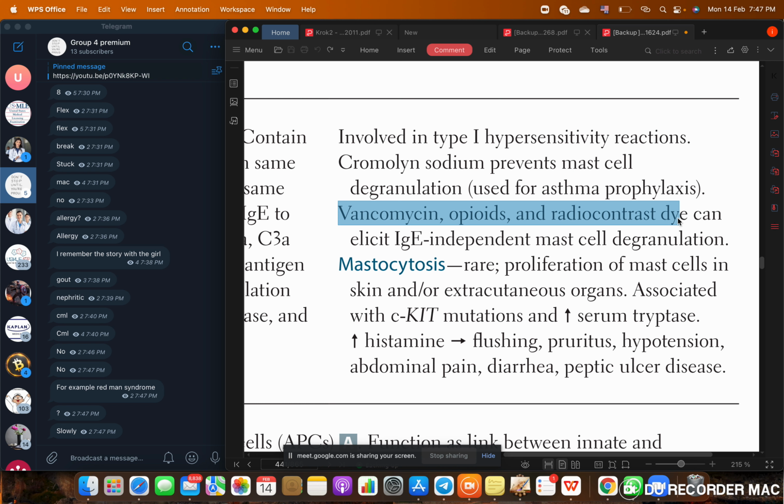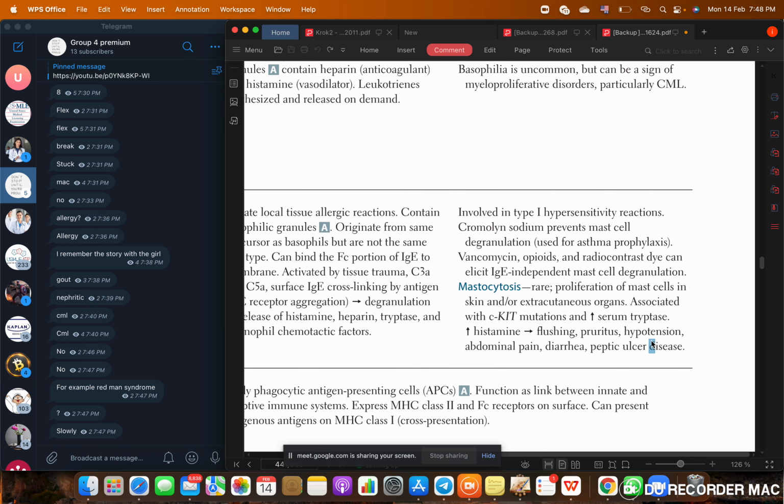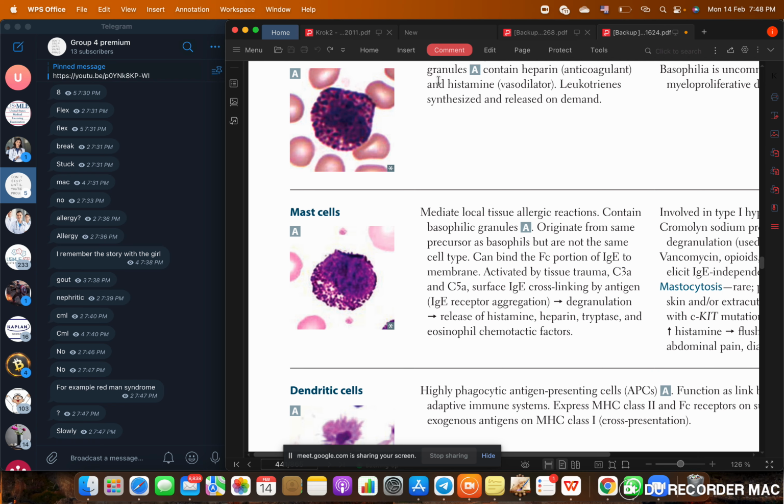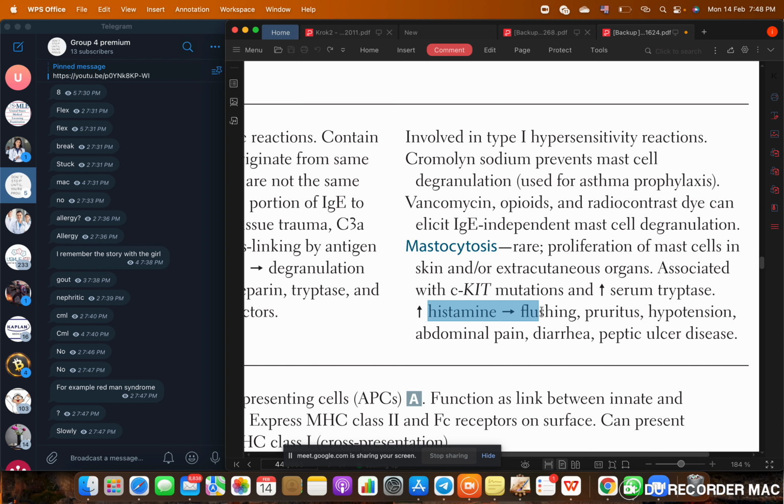So mastocytosis is quite rare. It's a proliferation of the mast cells in the skin and outside of the skin. Its association is with a c-KIT mutation and an increase in the serum tryptase. Why serum tryptase? Yep, you guessed it, because the tryptase is inside of the mast cells. And it's kind of specific, guys, because no other cell has tryptase in it. Obviously, they will have more histamine, which will lead to flushing, pruritus, hypotension, abdominal pain, diarrhea, and peptic ulcer disease.